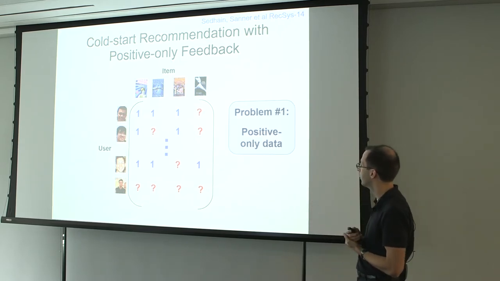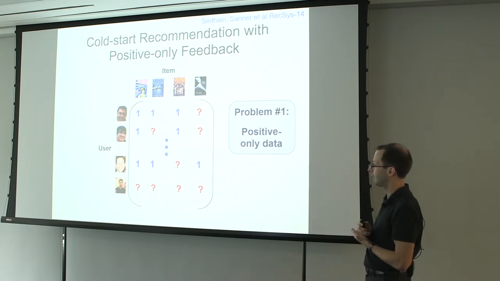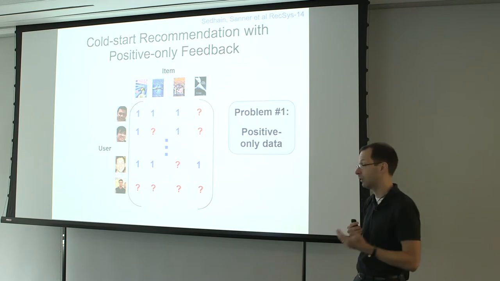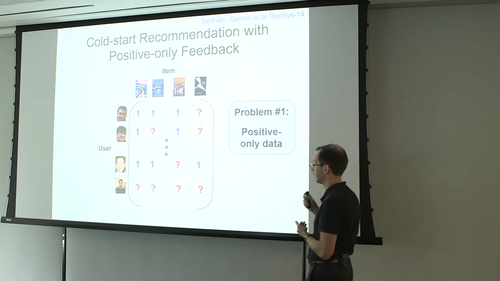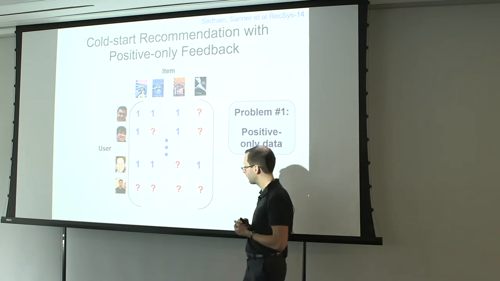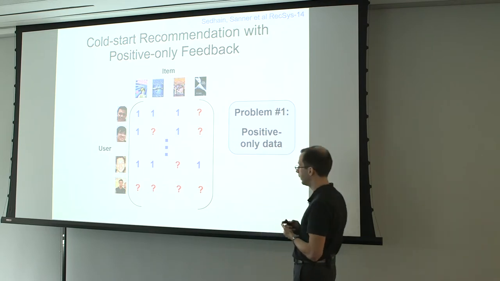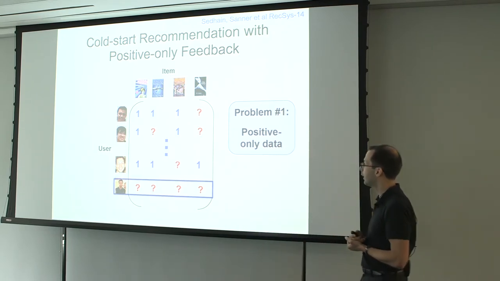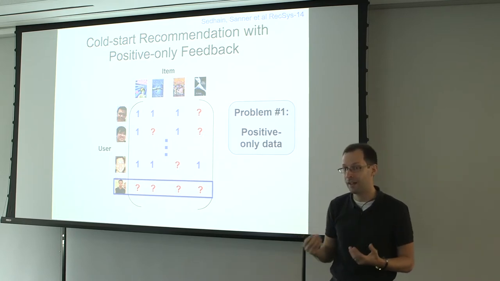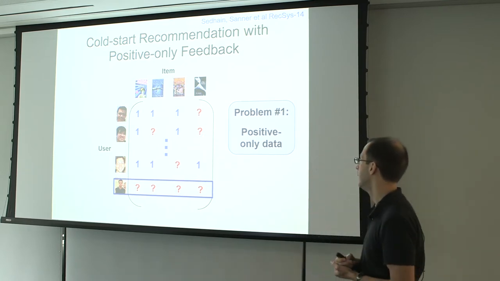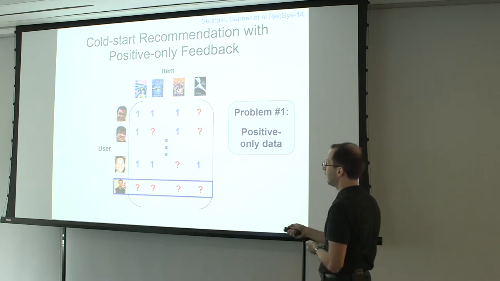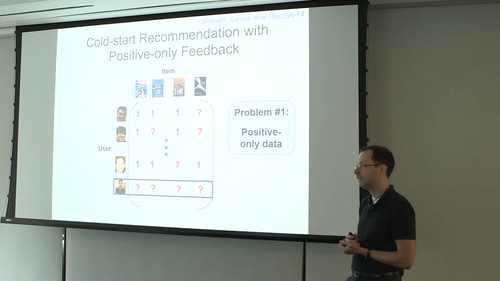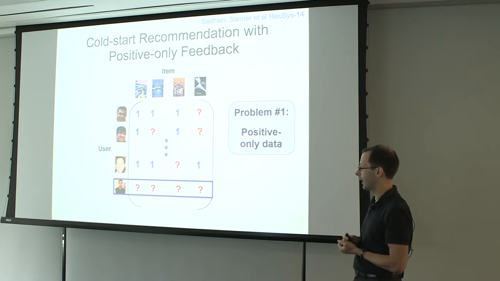So the first problem here is you have positive-only data. And this will lead to some nice techniques later, developed just this past summer with my student in layer 6. So I'll come back to this a bit later. The other problem is that if you look at Suvash here at the bottom, main author on this paper, he's just joined Kobo. He has not purchased anything yet. So if we don't have any side information for users, and we don't have side information for books, how do we possibly recommend for Suvash?